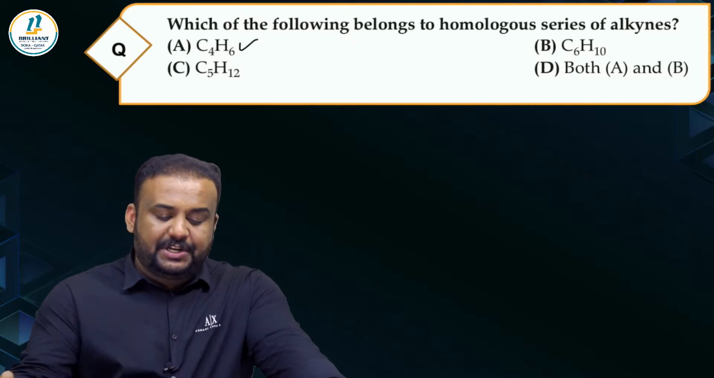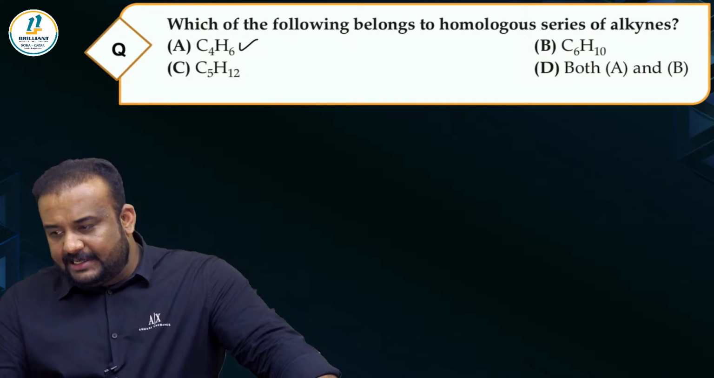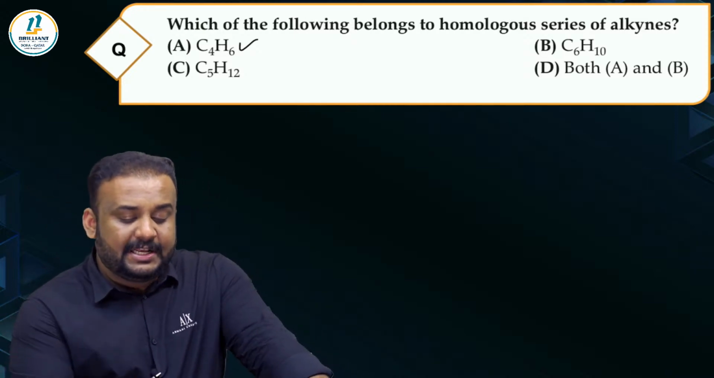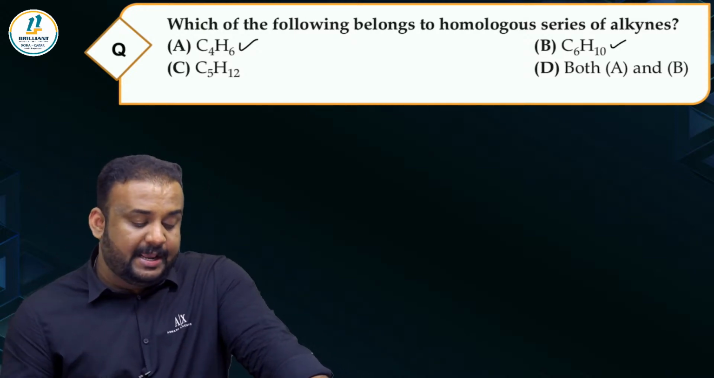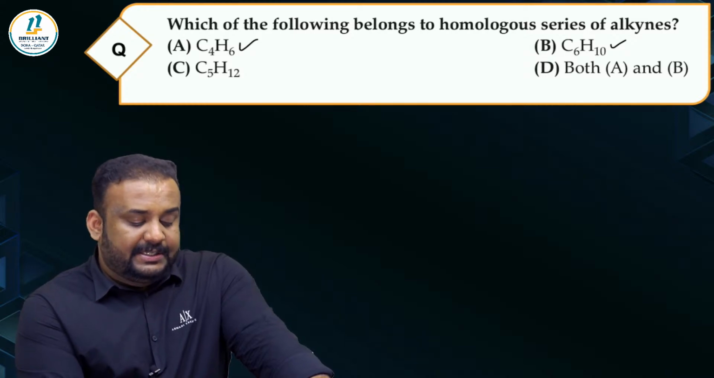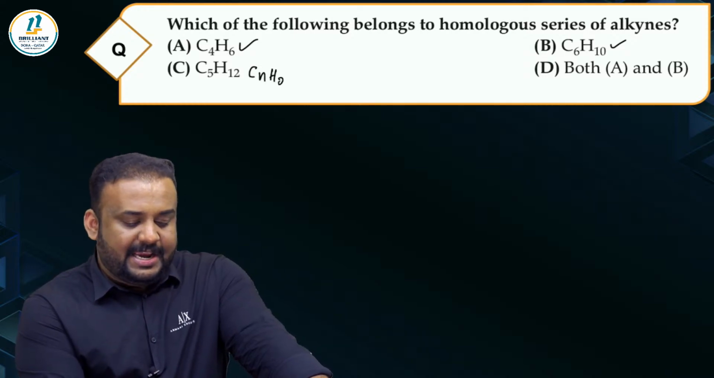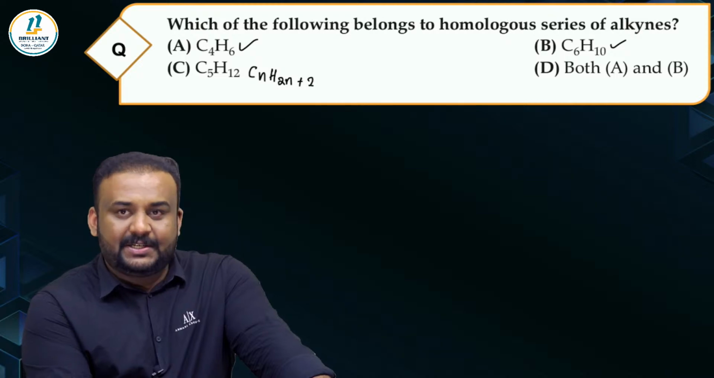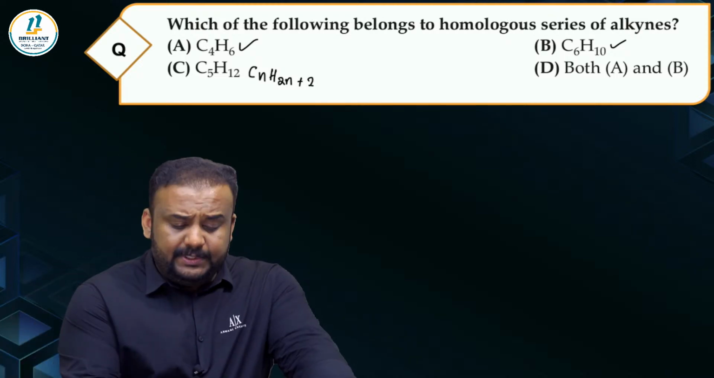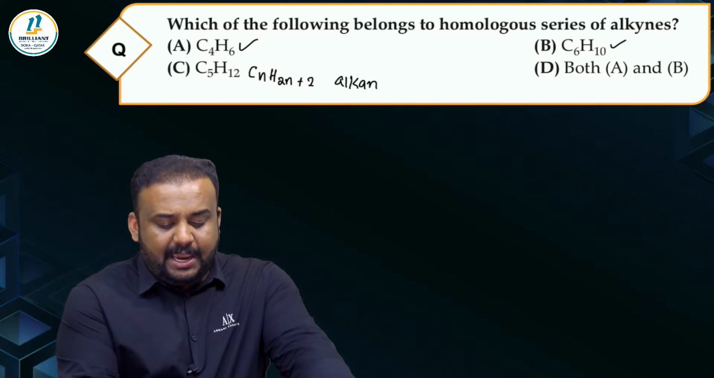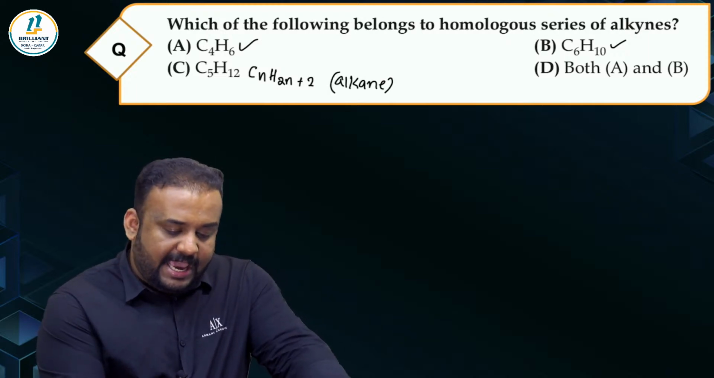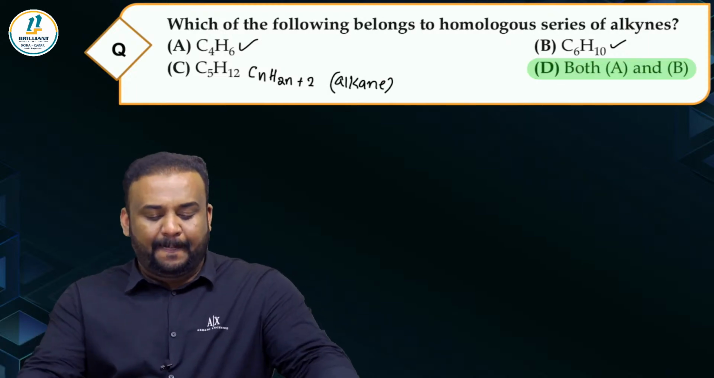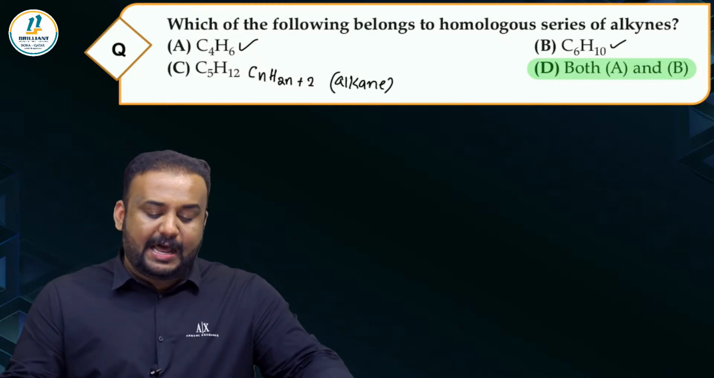Then C6H10. If you put n equal to 6, it will be 12 minus 2, which is 10. C6H10 is also an alkyne. C5H12 comes as CnH2n plus 2, so this is going to be an alkane. So both A and B are the examples of alkynes.